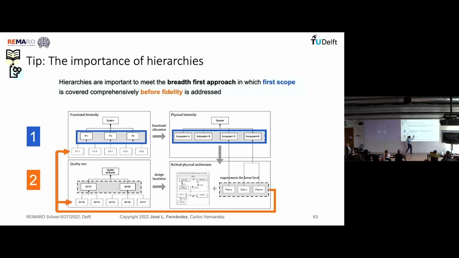So typically what happens is that you decompose one level of functions, you start allocating to subsystems. There are quality attributes that you cannot allocate, but they define the design of these subsystems. And once you have those, this definition becomes the requirements for the next level, basically. So this is also a scope out-in, and iteratively you go down the hierarchy.